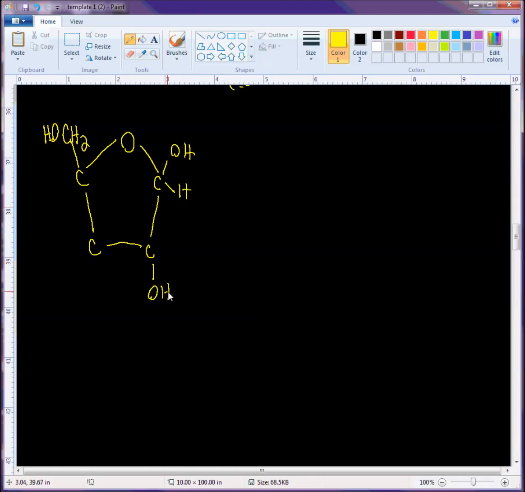Let's make this an RNA or ribonucleotide. Okay, so these carbons are numbered 1', 2', 3', 4', and 5'. And that's a 5-carbon sugar. And if we wanted to make this, instead of being a ribose, a deoxyribose, we would just take this off and put a hydrogen.